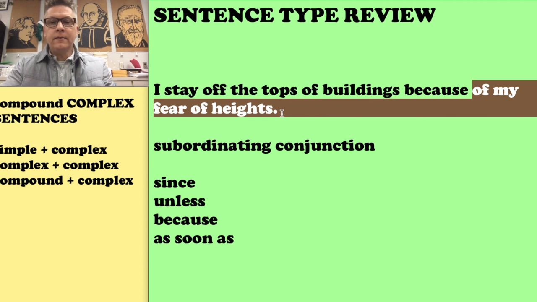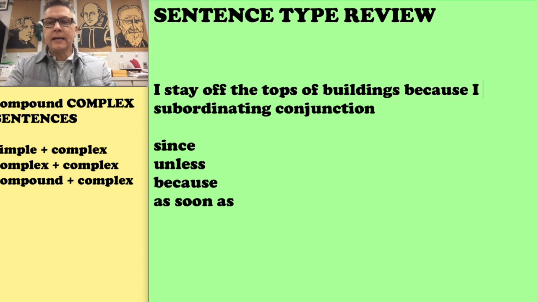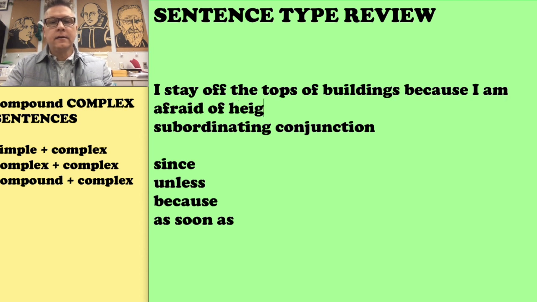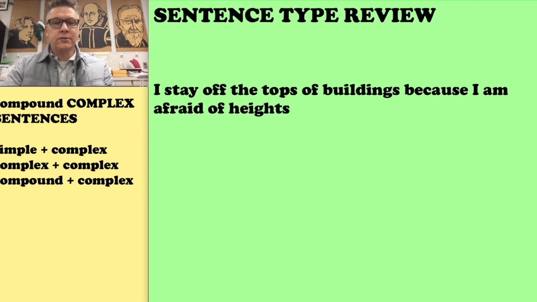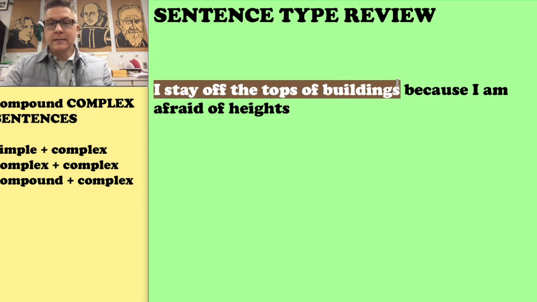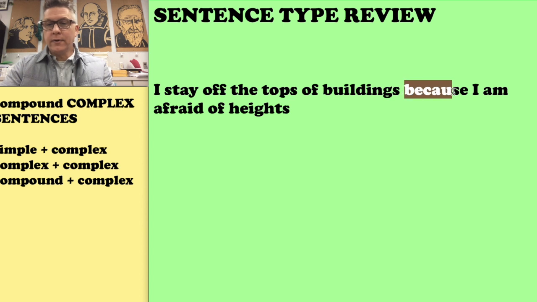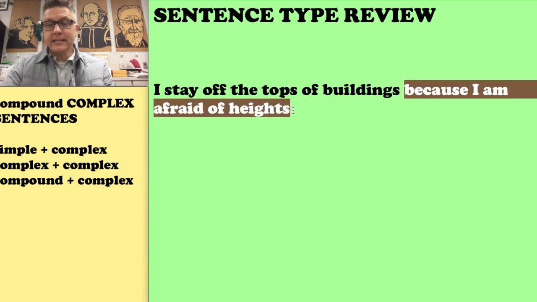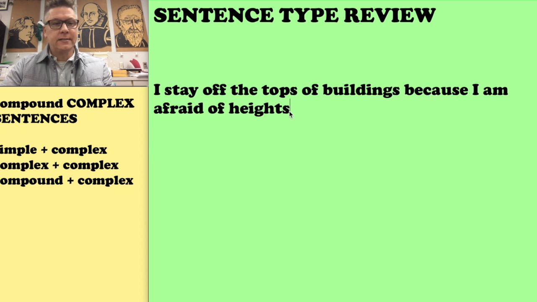I stay off the tops of tall buildings because I am afraid of heights. So this is my base complex sentence, right? So from before, simple sentence, subordinating conjunction, simple sentence, making that a dependent clause. So let's go through all of these, and I'll use this as my base.